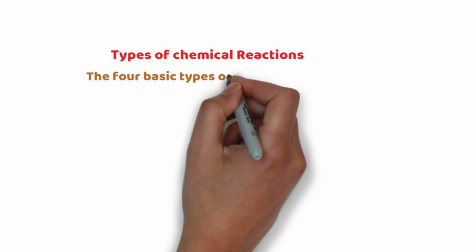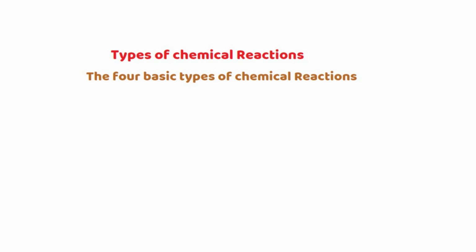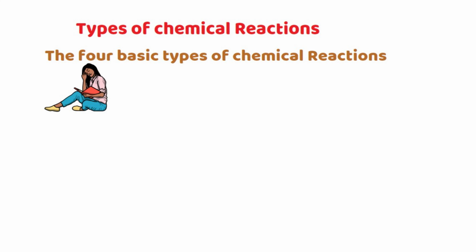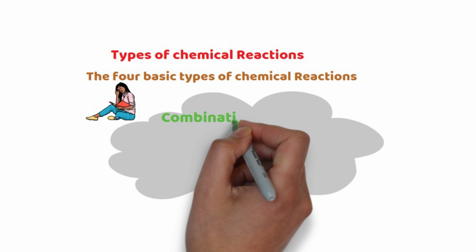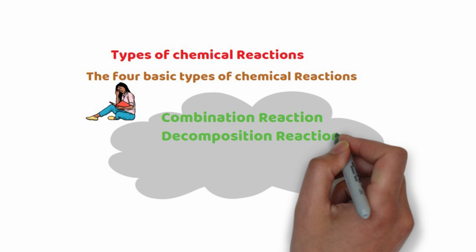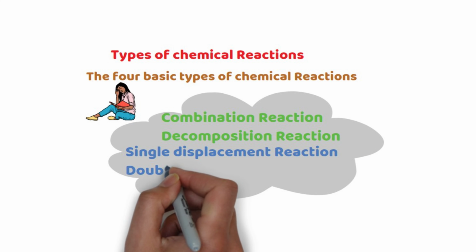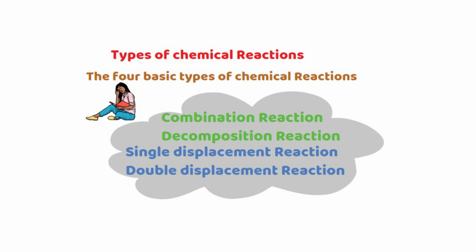Types of chemical reactions. The 4 basic types of chemical reactions. I'll make this topic super easy. The first type of chemical reaction is combination reaction. The second one, decomposition reaction. The third one, single displacement reaction. The fourth one is double displacement reaction.